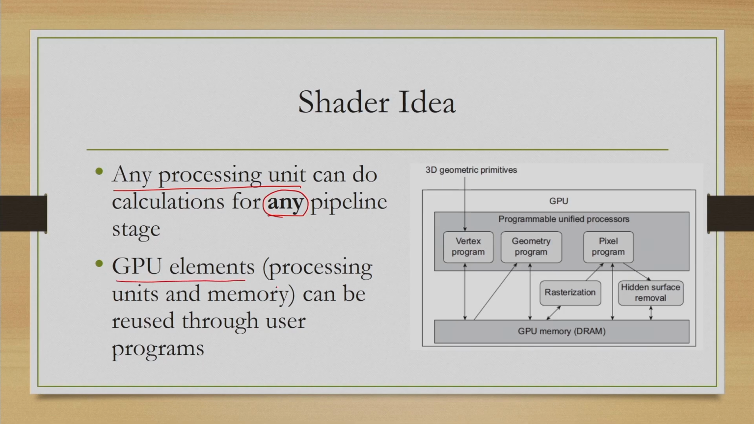And the GPU elements, that is the processing units and memory, can be reused through user programs. So, earlier we had fixed units for performing different stages, now we have common facilities which are reused to perform different stages, and that is determined through programming. Which portion and how the GPU elements, namely the processing units and memory, are used for performing operations related to a particular stage.